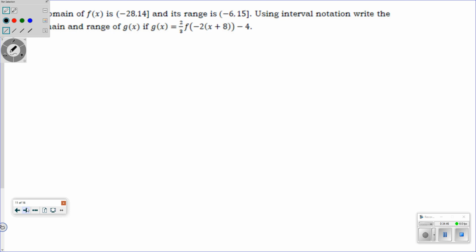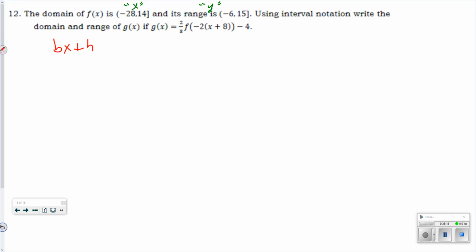But what you want to do is think, well, what is my domain? What is my range, right? So remember, your domain are just x's, and your range are just y's. So if f of x has a domain of [-28, 14] and a range of [-6, 15], that just means those are all your possible x's and all your possible y's. So remember, what we have is the transformation rule, bx plus h, ay plus k. What these do is they transform your original x's and y's, in this case, of f of x. It transforms the x's and y's of f of x and gives you your new x's and y's for g of x.